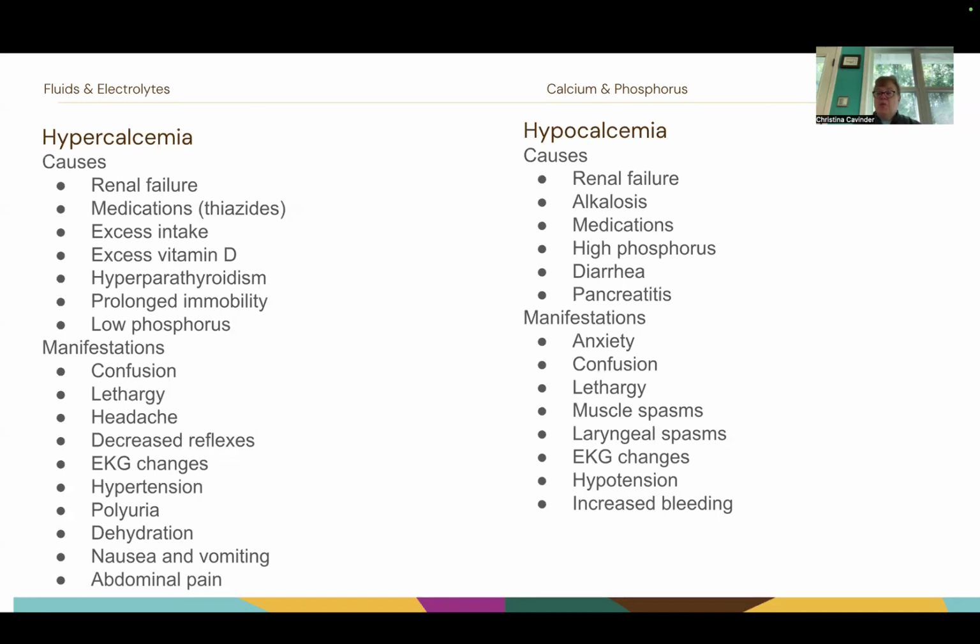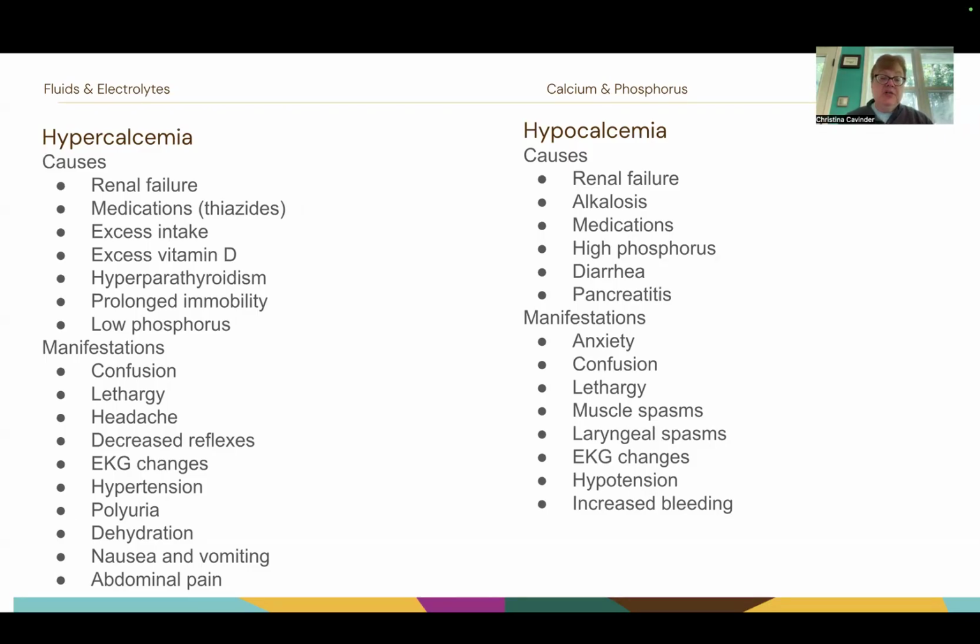Vitamin D is not water soluble, so if you take too much vitamin D it will start to store in the fat cells, and then you can have issues with your calcium levels. Hyperparathyroidism, prolonged immobility will cause it because the calcium is leaching out of the bones, and a low phosphorus. Remember, if one goes up, the other one goes down.